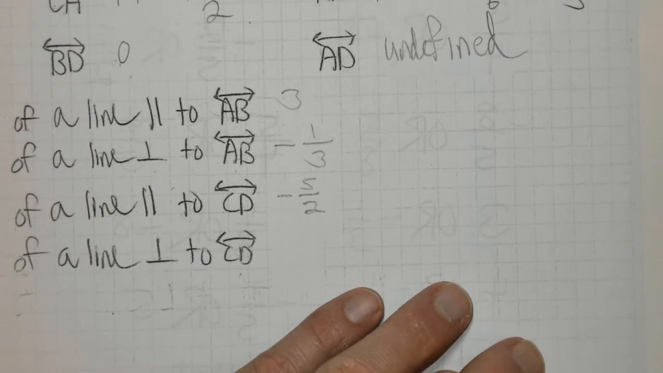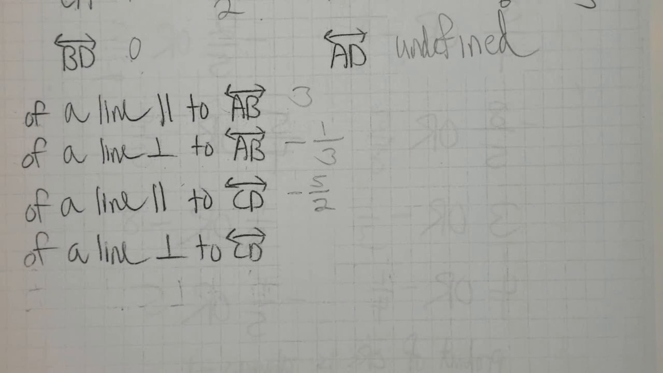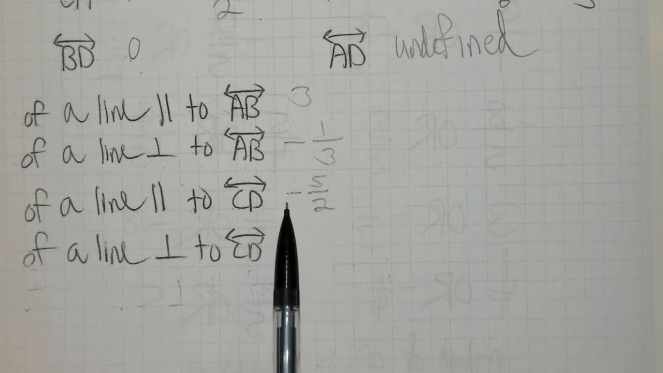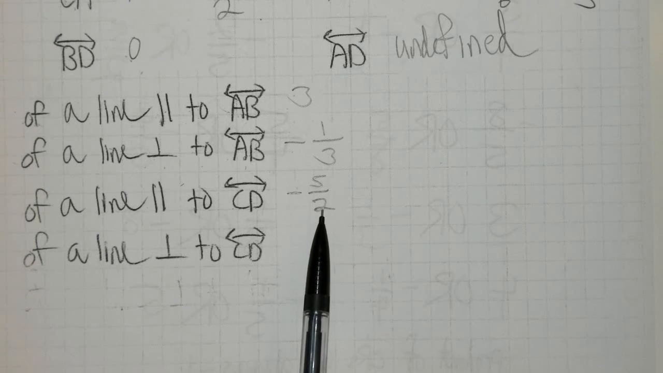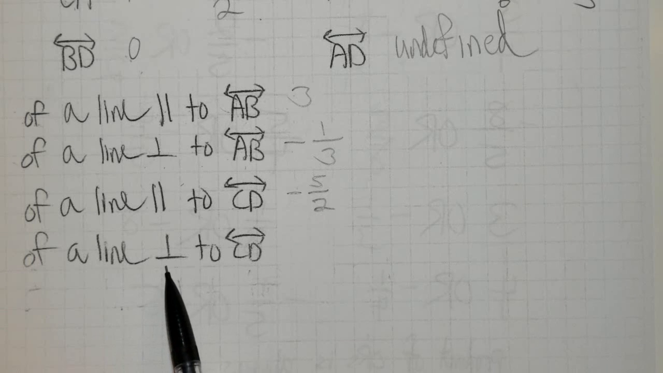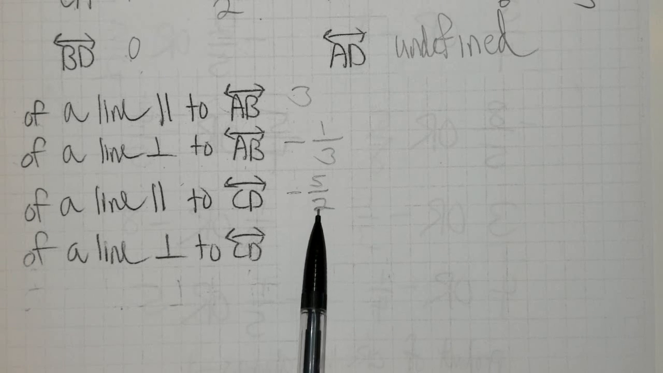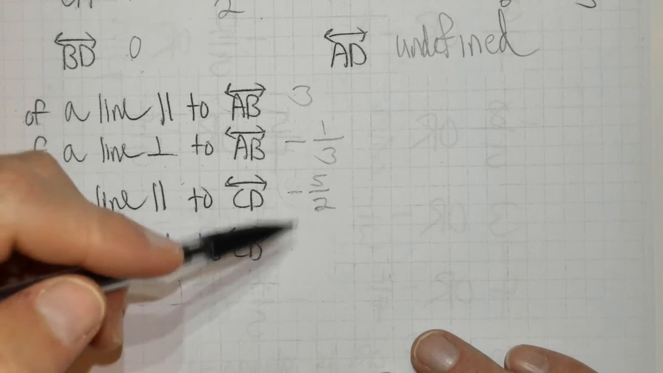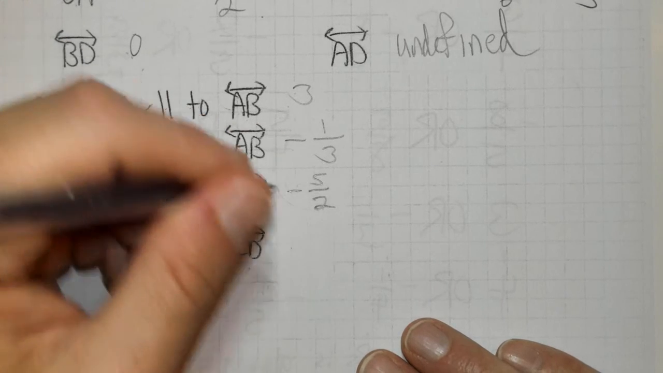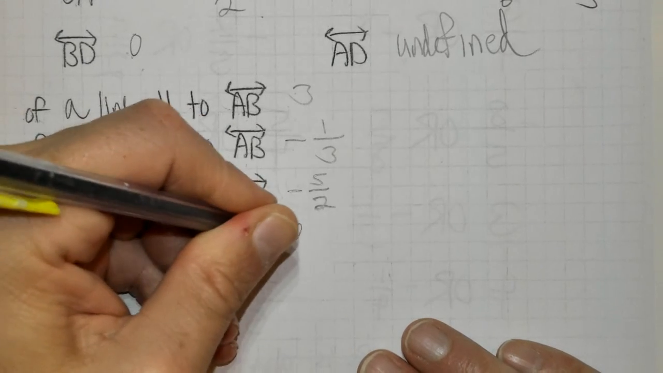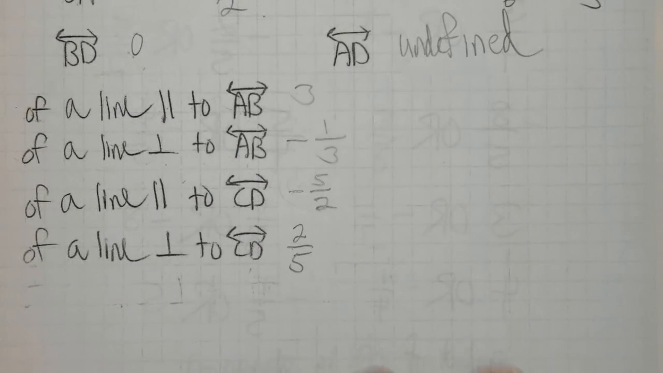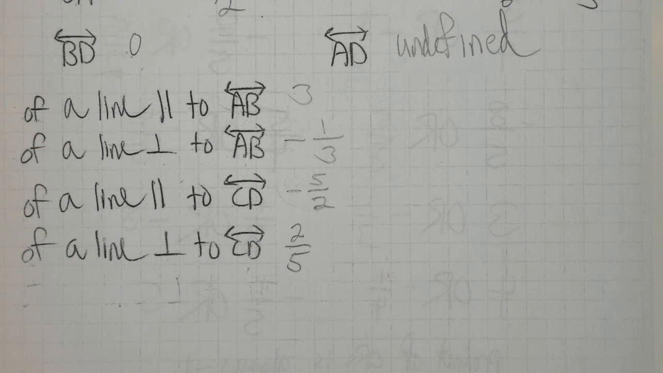In the next one, I want to find the slope of a line perpendicular to CD. Well, if line CD has a slope of negative 5 over 2, I need to find the slope of a line perpendicular to it. So what do I need to do with this number? I need to take the opposite reciprocal. Change the sign to positive. Reciprocal, flip the fraction. 5 over 2 flips to 2 over 5. And then that is your correct answer. And we are done.